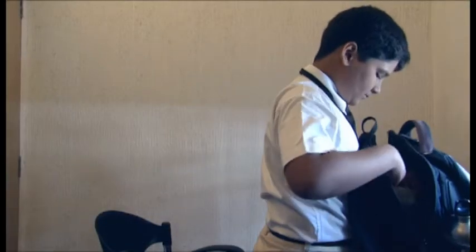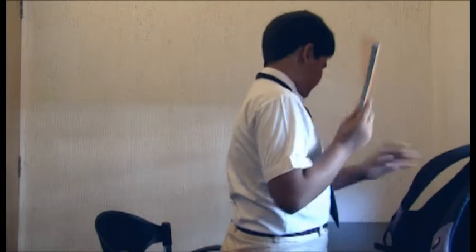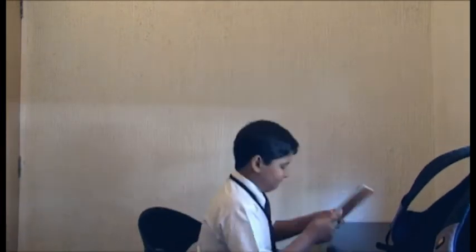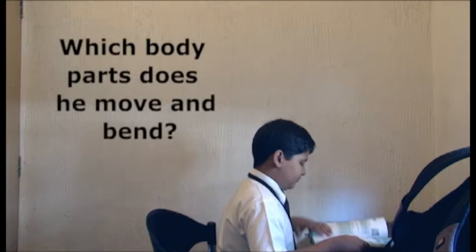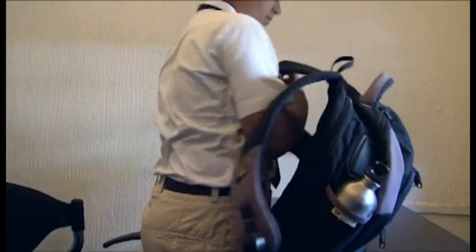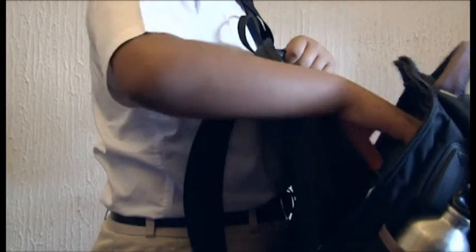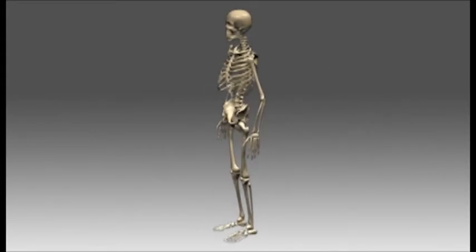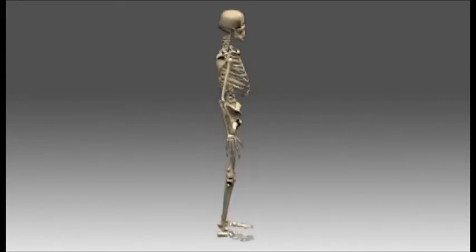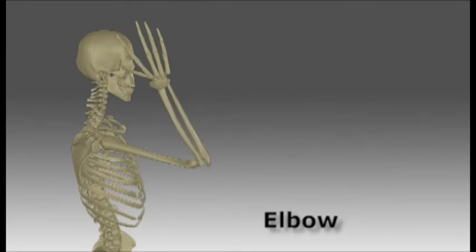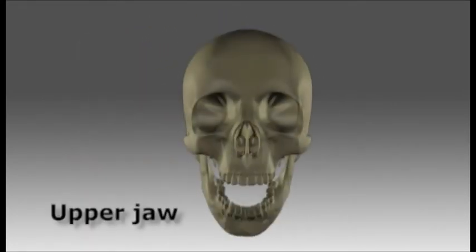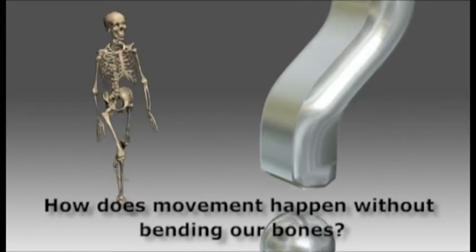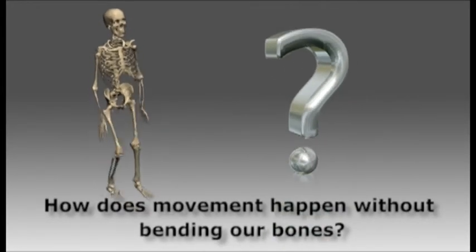Look what our friend Rahul is doing here. He's taking out his books and then sitting on that chair. Which body parts does he move and bend? While taking out the books, he bent his elbow and moved his fingers. Then he bent his knees to sit down. Do you think it is possible to move all our body parts the same way? Some parts move only in one direction, like our elbow, and some can't move at all, like our upper jaw. So how does movement happen without bending our bones?